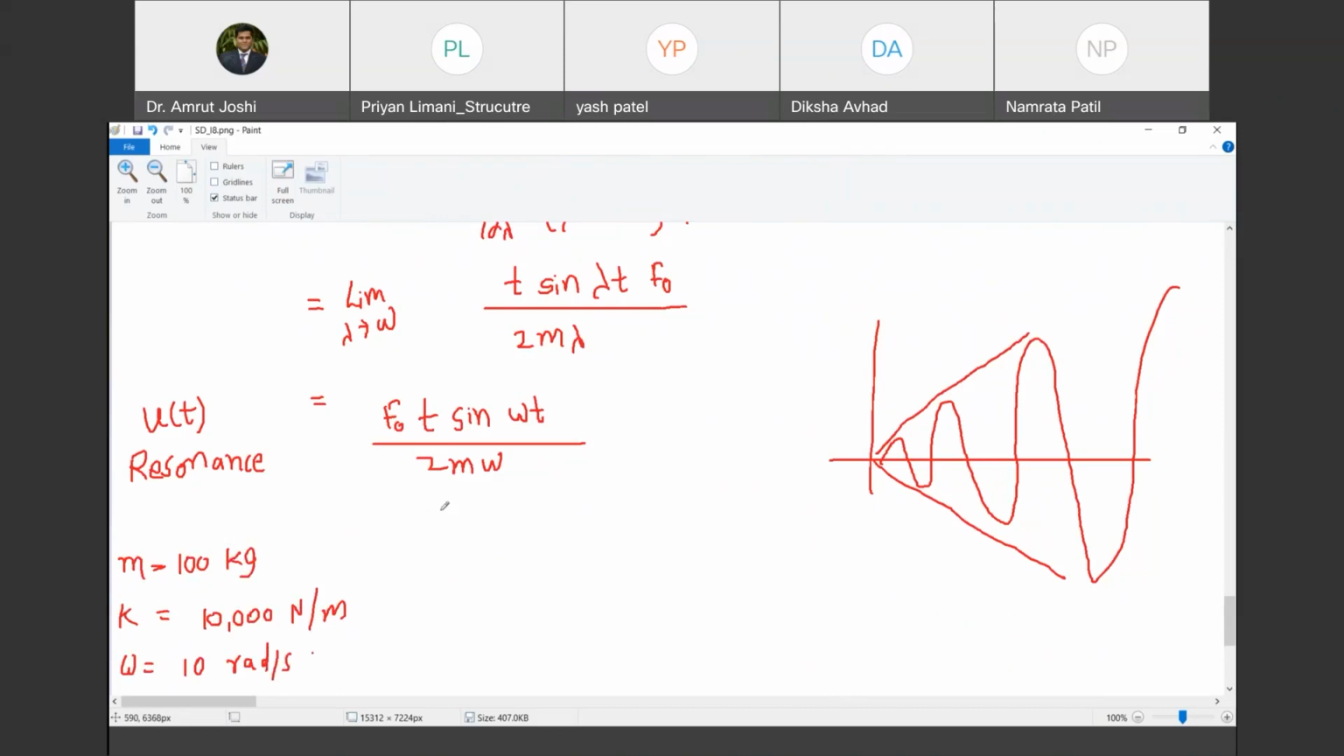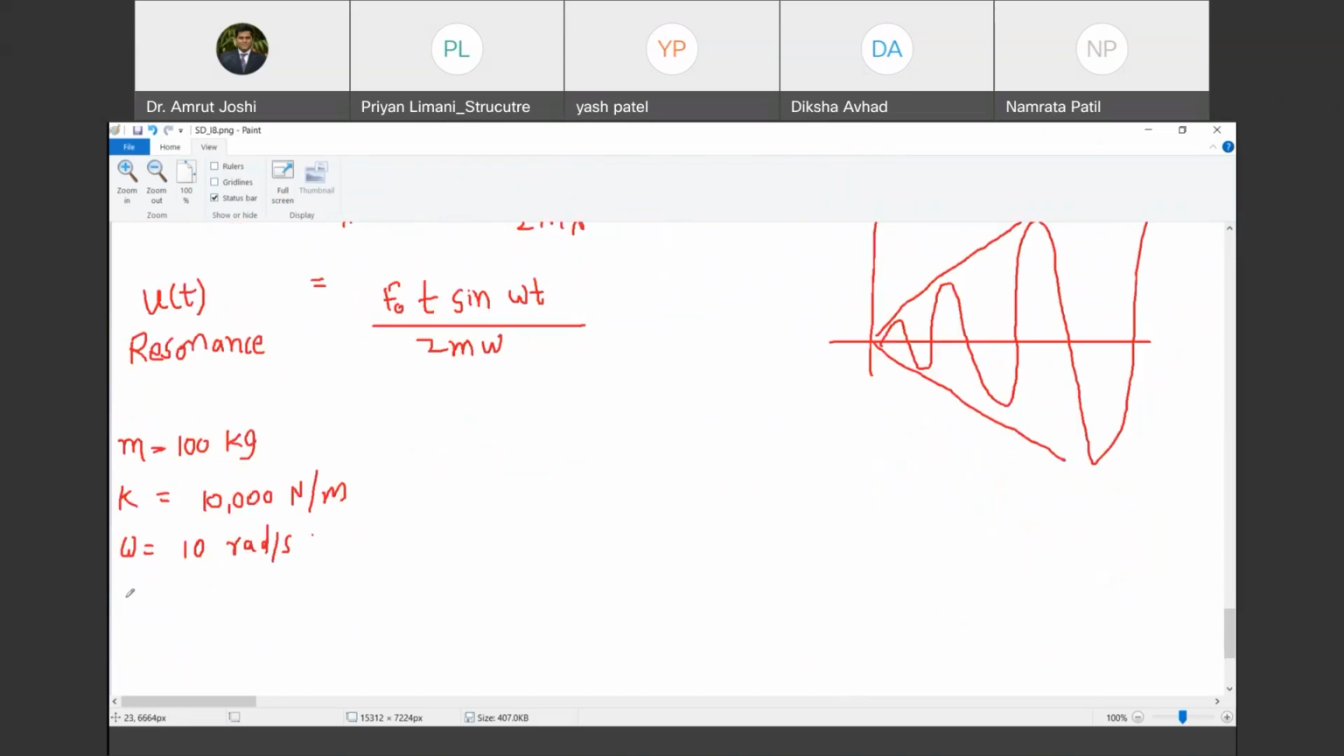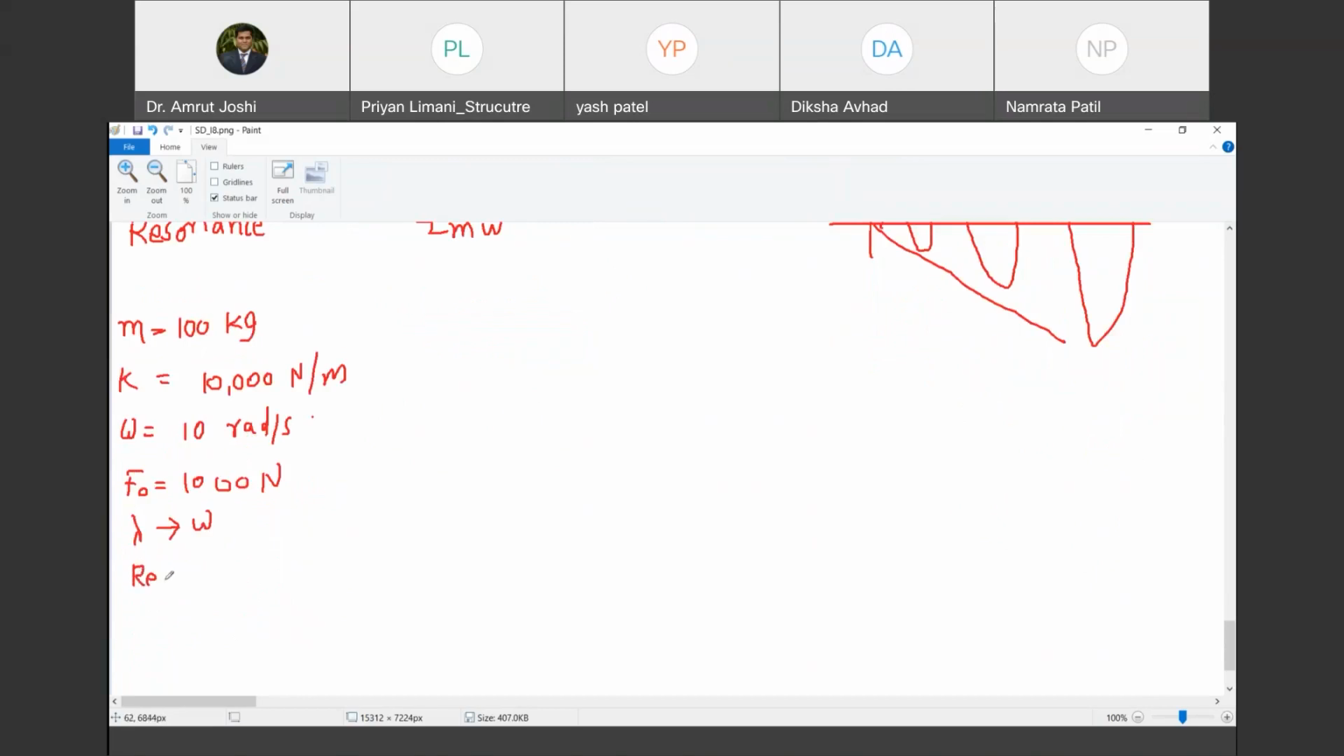And now this has been given by a harmonically excited force where F0 is 100 Newton. I take an example where F0 is 100 Newton. Happy? Or let us take it as 1000 Newton. And lambda tends to omega is the first case where we have resonance. So therefore, lambda is equal to 10 radian per second. With me.